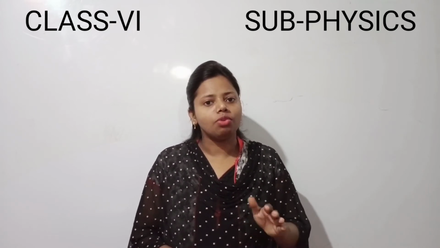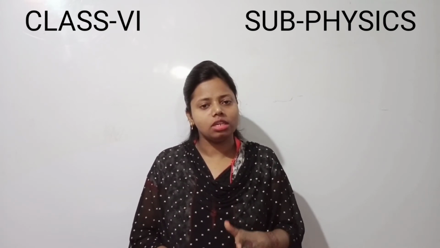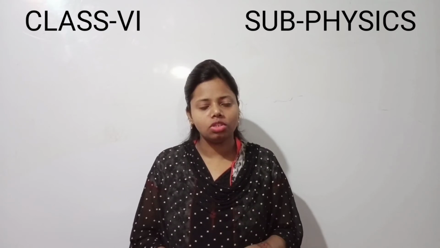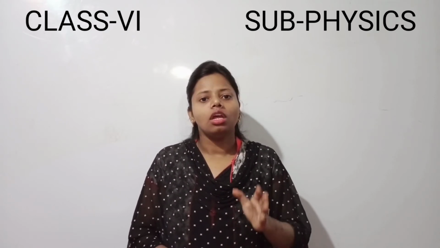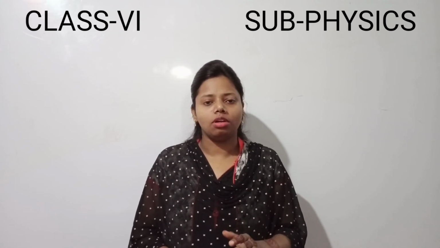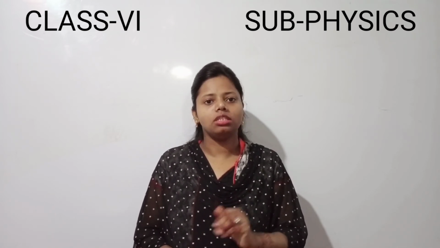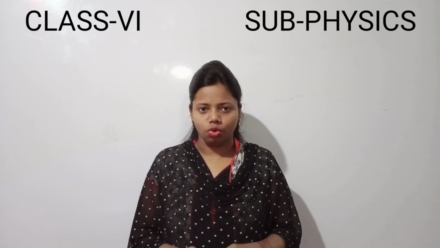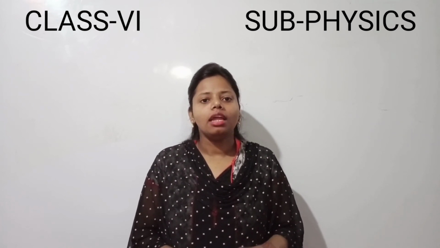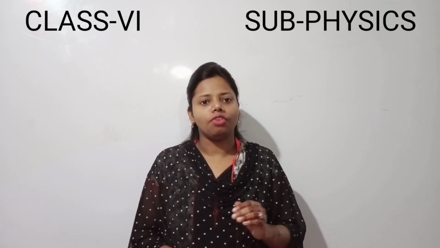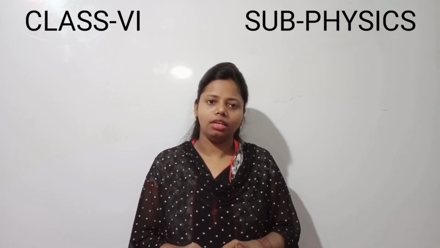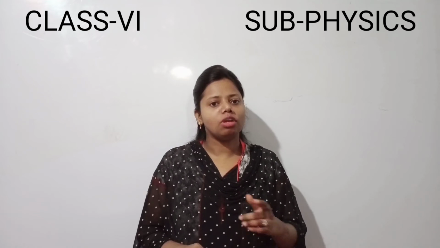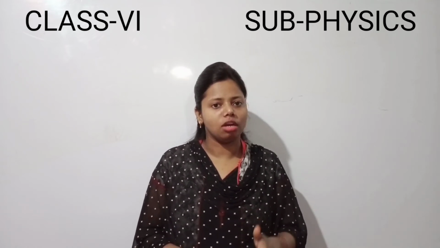But now what will you do? You will clean this thermometer again with surgical spirit. Doctors clean their instruments with surgical spirit and cotton. And the conclusion is that the normal body temperature of a healthy person is 98.6 degrees Fahrenheit.